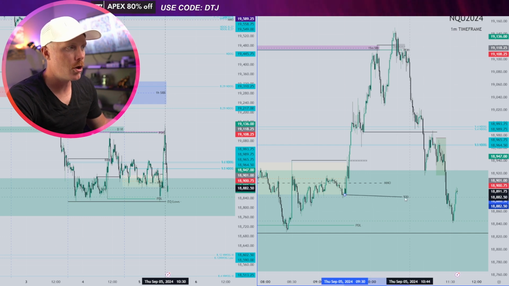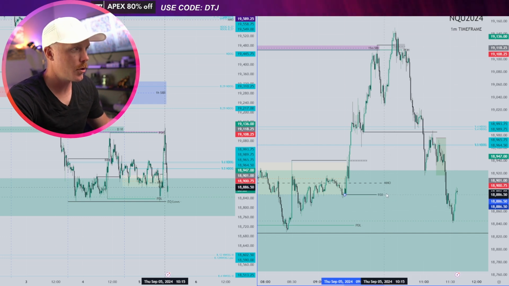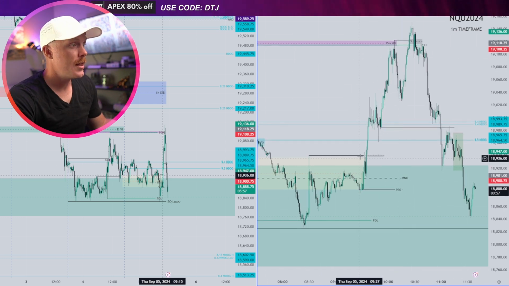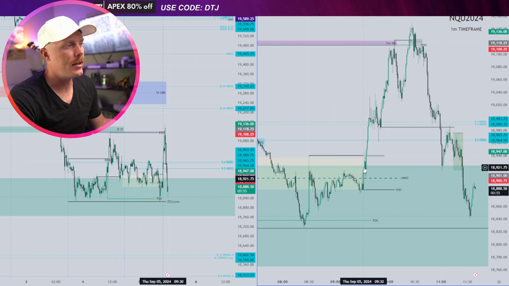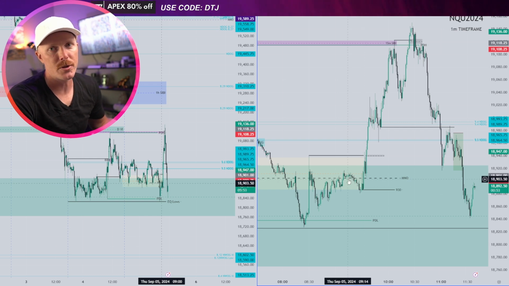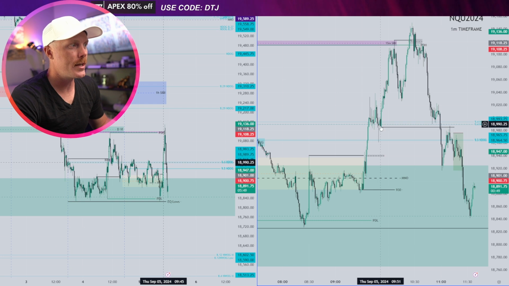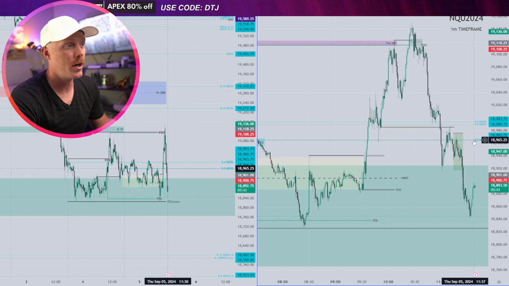Right here we have the opening price at 9:30. 9:30 opened right here, and immediately we started pushing higher. We filled this opening range gap immediately, so that took away our first opportunity for a potential draw in liquidity. At this point, we're just seeing price finding support and resistance at these new day opening gaps, which we have marked, which show up every single day.